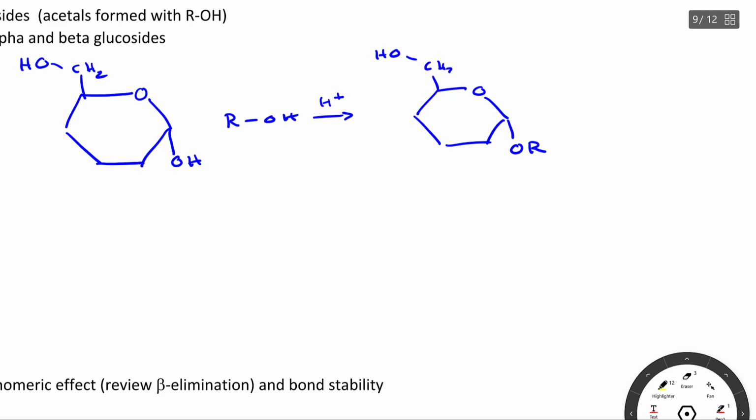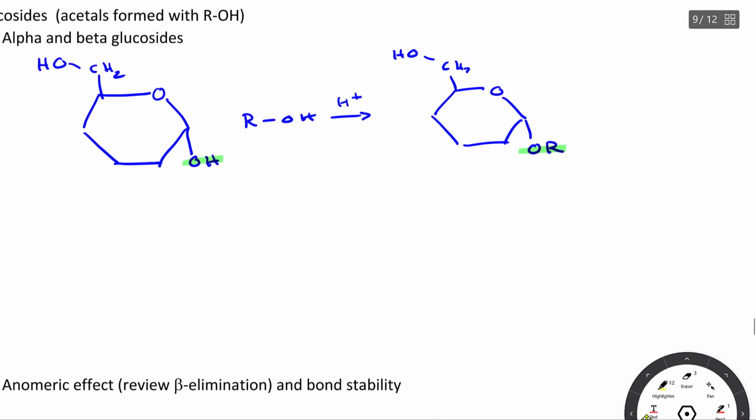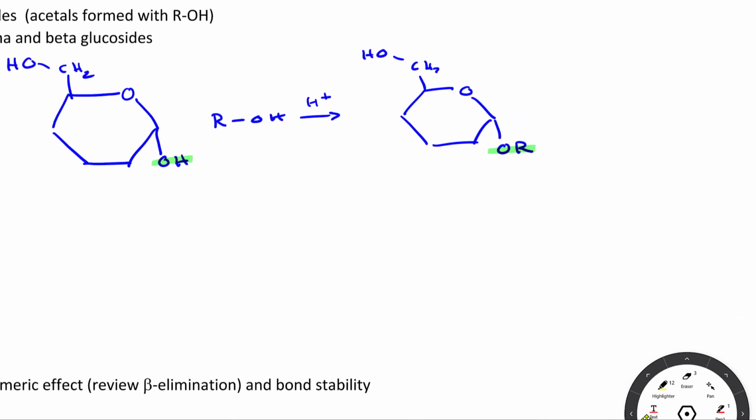Okay, so what's happened is you've done a substitution reaction of the alcohol, the OH functional group, with the alcohol that you put it with. And this is known as a glycosidic bond. And again, there's both alpha and beta glycosidic bonds. This would be the alpha form because it's pointed in the downward direction. So this is known as the glycosidic.